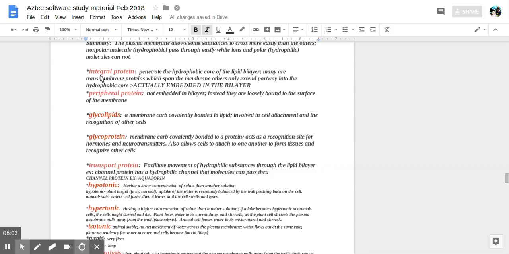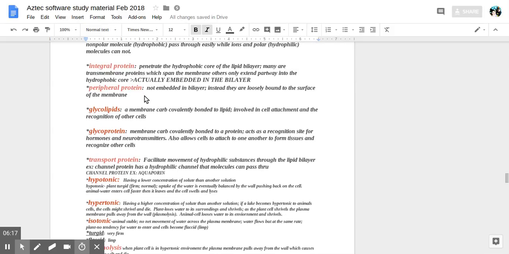So this is repeating. Integral proteins penetrate the hydrophobic core of the lipid bilayer. Many are transmembrane proteins which span the membrane. Others only extend partway into the hydrophobic core. So integral proteins are actually embedded in the phospholipid bilayer. However, peripheral proteins are not embedded in the bilayer. They are loosely bound to the surface of the membrane.